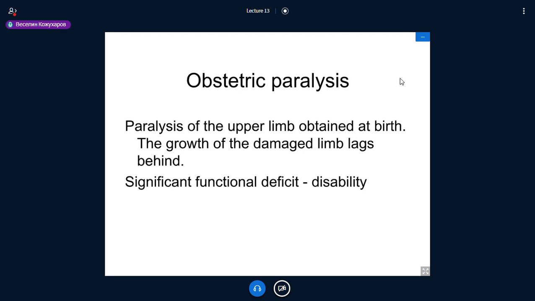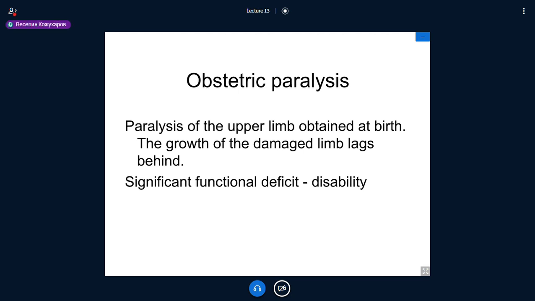It is obstetric paralysis. This is a paralysis of the upper limb obtained after the birth. And there is a damage of the plexus brachialis, which will disturb the growth, and this causes significant disability to the individual who is affected by obstetrical paralysis.